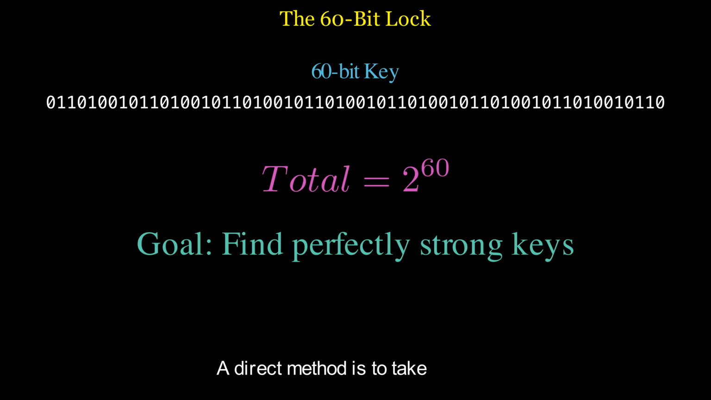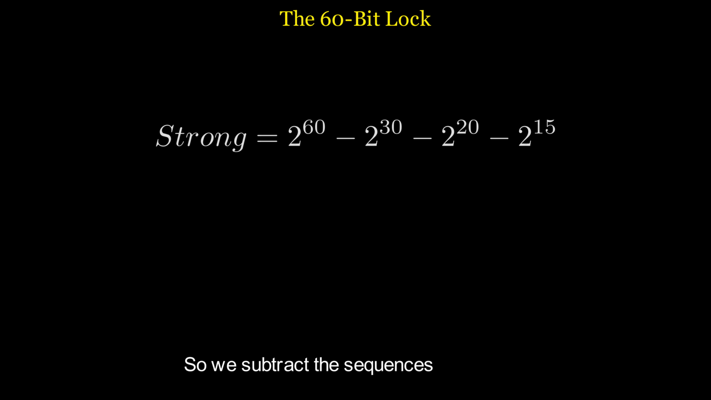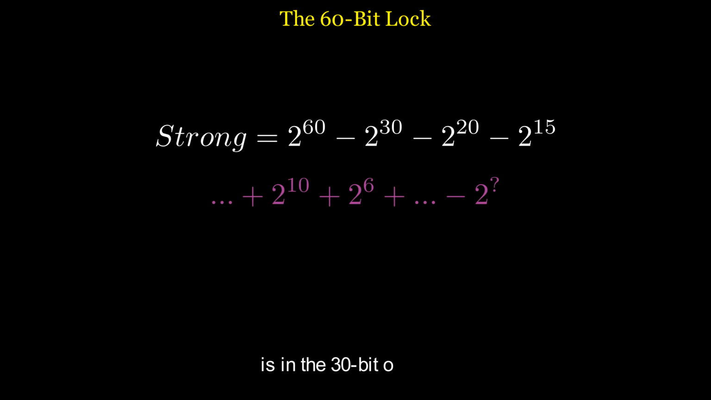A direct method is to take the total 2 to the power of 60 and subtract the weak keys. The repetitions occur at divisors of 60, so we subtract the sequences that repeat every 30 bits, 20 bits, and 15 bits. But here is the problem. A key that just repeats 0 and 1 every 2 bits is in the 30-bit overlap, the 20-bit overlap, and the 10-bit overlap. We just subtracted it multiple times.